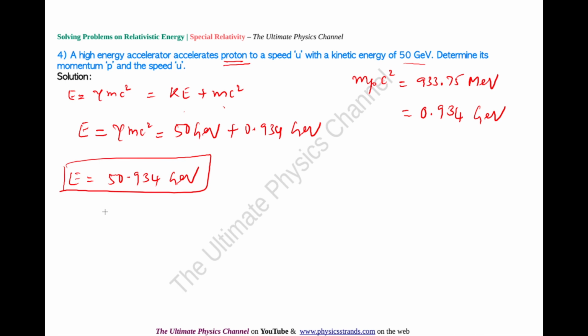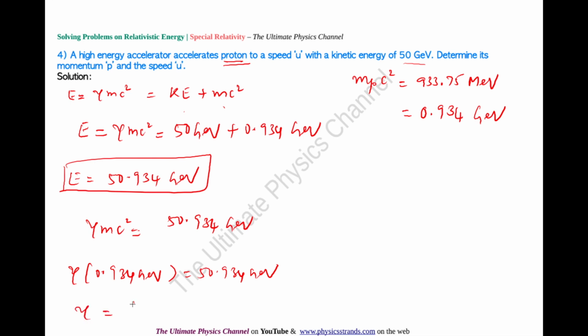Now for this proton, we have to calculate the gamma. So gamma mc squared is 50.934 GeV. mc squared is 0.934 GeV. So gamma times 0.934 GeV is equal to 50.934 GeV. Therefore, gamma is a ratio between these two numbers. So it is 50.934 over 0.934. We work it out, we get 54.53. This is our gamma.